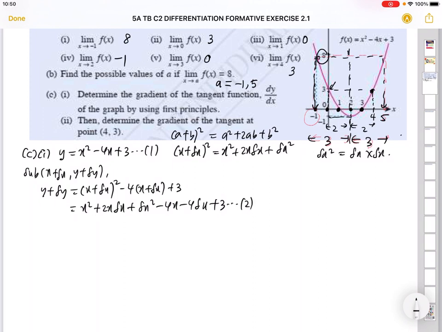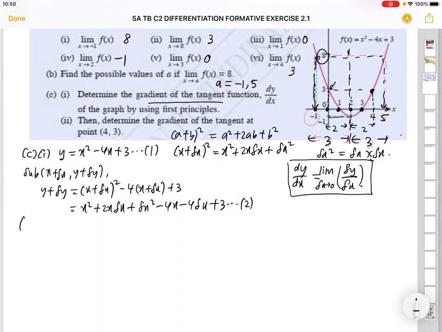Now remember, what we want to do is to find the gradient of tangent. The first principle concept is such that we know that dy dx is your gradient of tangent, and we need to first find gradient of chord, delta y over delta x, right? However, we know they are actually different, they have different gradients, unless you let your delta x value approach 0. So we say that dy dx is actually the limit of delta x approaching 0 of delta y over delta x.